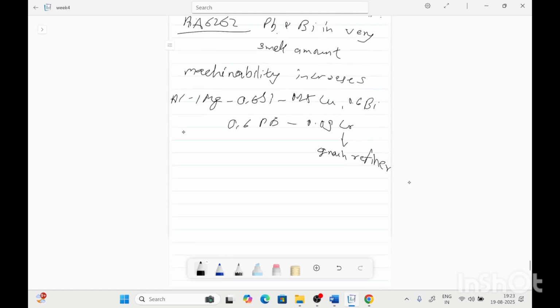So this 6062 alloy is generally extrusion friendly. It can be extruded easily, and it has also less quench sensitivity. Means if sensitivity is high, it cannot be quenched from higher temperature, because that will impart residual stresses in the material, but it has less sensitivity. So this can be directly quenched from the extrusion temperature.